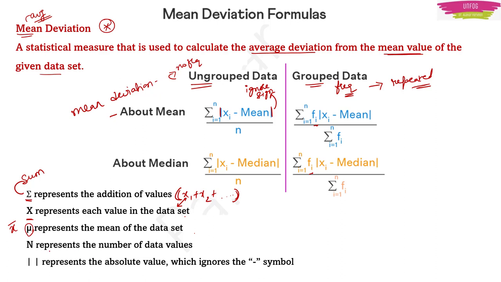Next, n represents the number of data values, and mod represents the absolute value. Absolute value means, for example, if I want to find the absolute value of minus 1, I write that minus 1 in between mod. My answer will be 1. That means I ignored the minus sign.